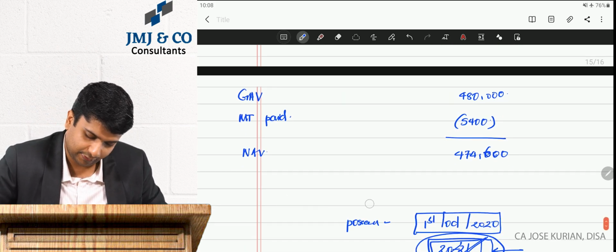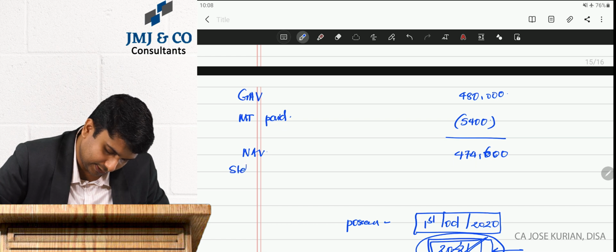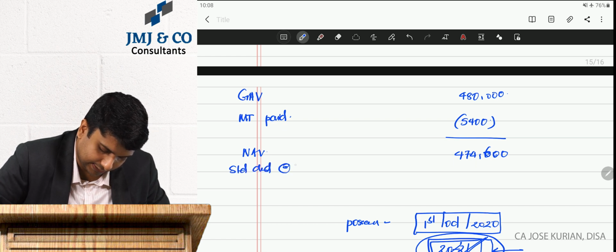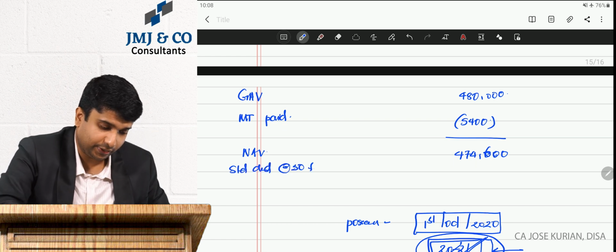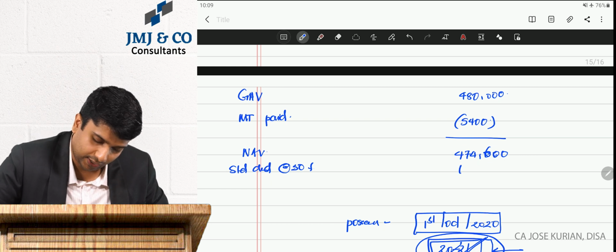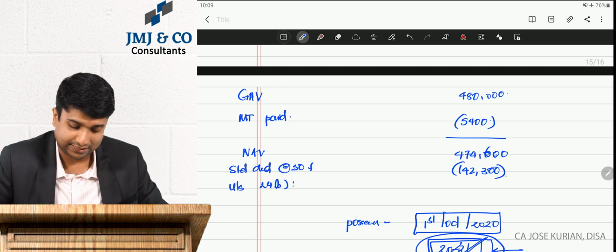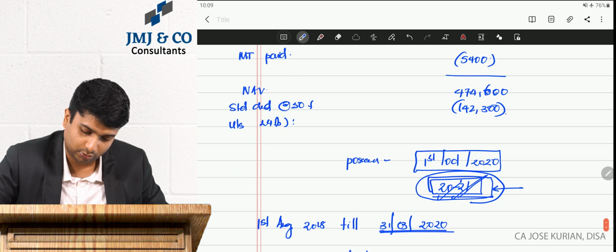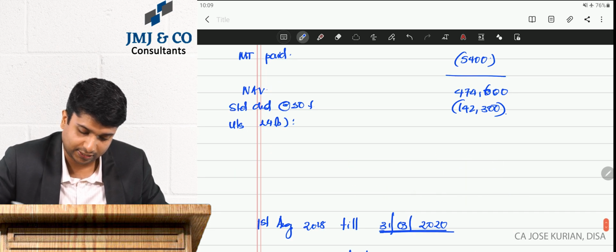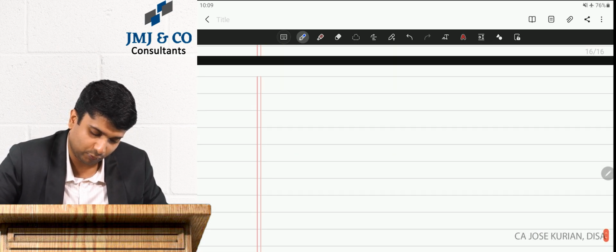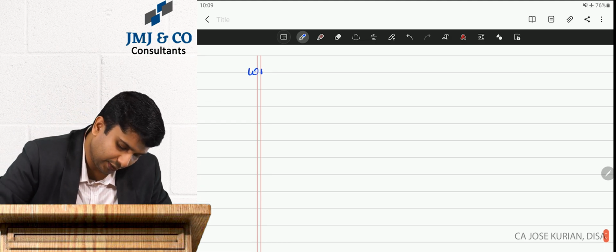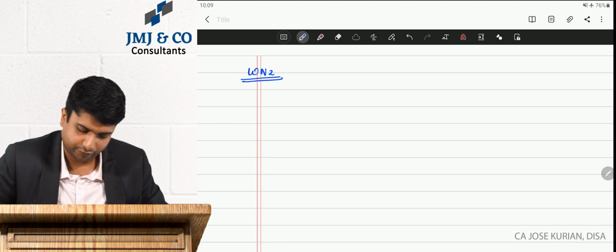So on this net annual value we can compute standard deduction. Standard deduction at 30%. So into 30%, it would be 1,42,300 is the standard deduction. And again, deduction under 24B for interest on loan. There is an interest on loan for this property also. So let's compute the interest on loan for this particular property. Again, working note number 2, interest on loan for this particular property.